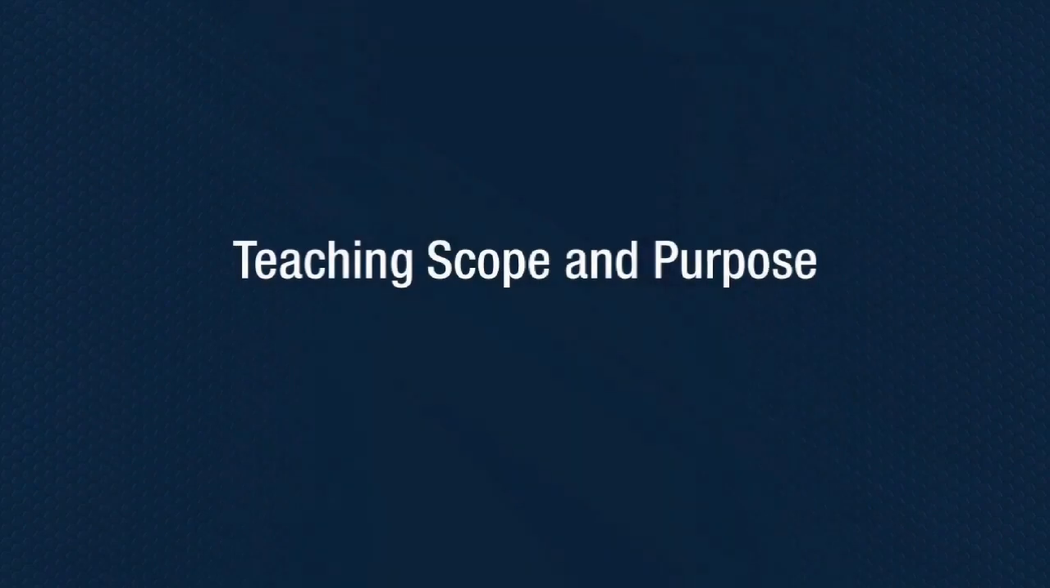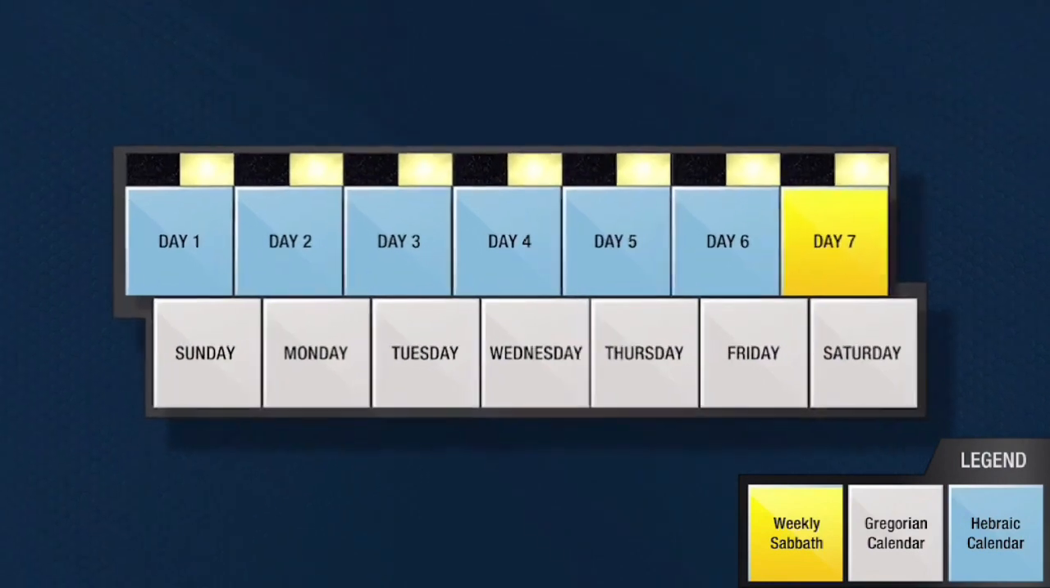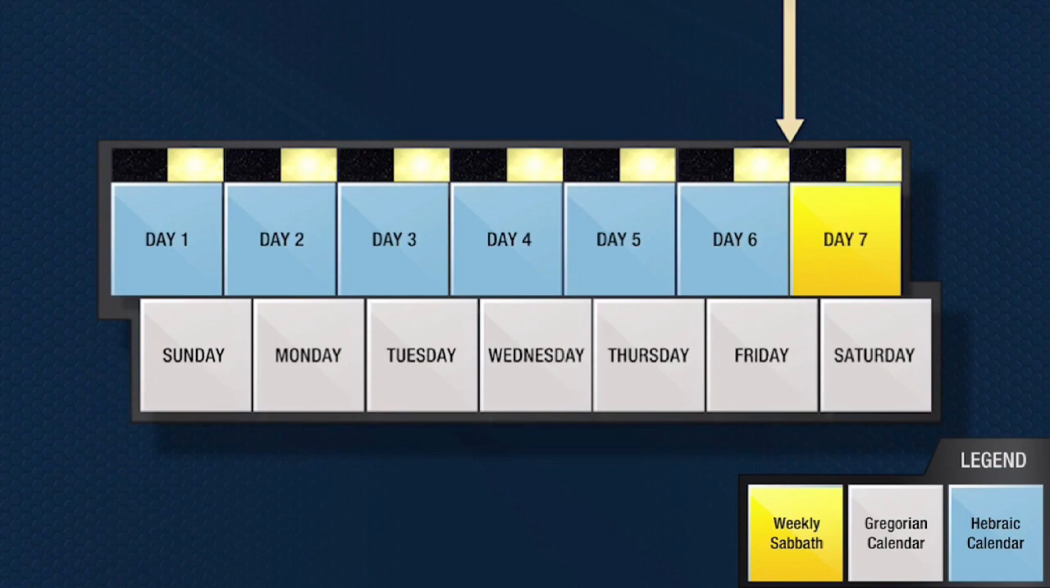Teaching scope and purpose. When our Creator says that we should rest on the 15th day of the first month, or observe Shabbat, the Sabbath, on the 7th day, when does a day in that context specifically start and stop? This debate is often framed by two opposing perspectives. Does Shabbat start when the sun goes down or when the sun comes up?